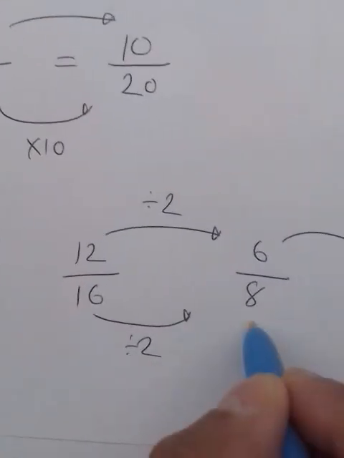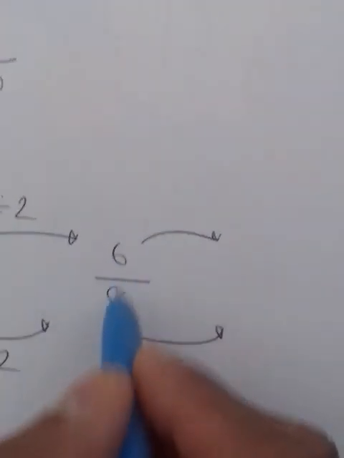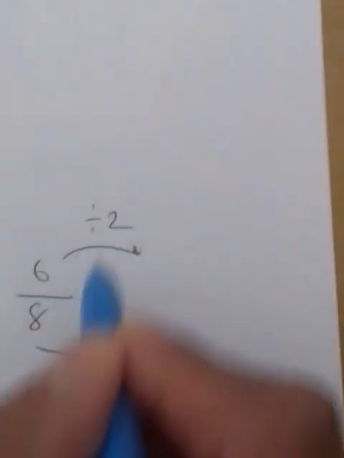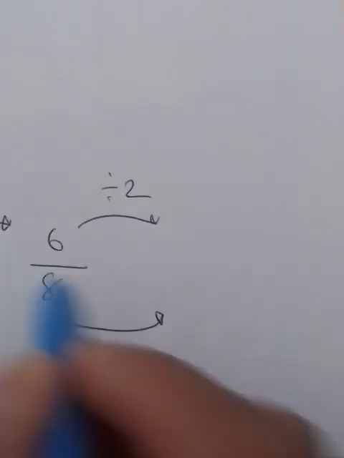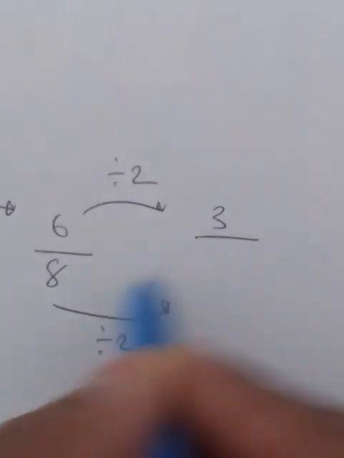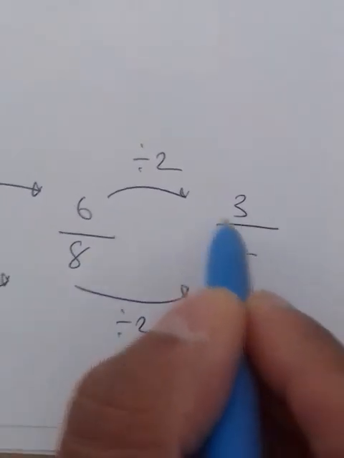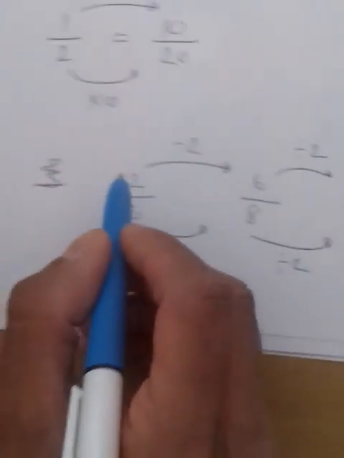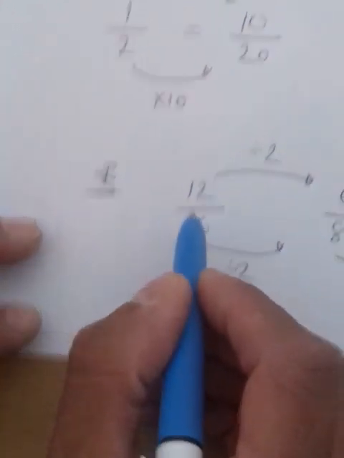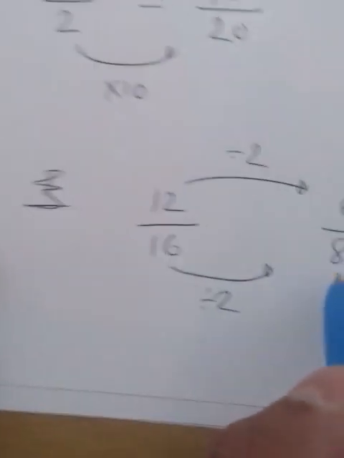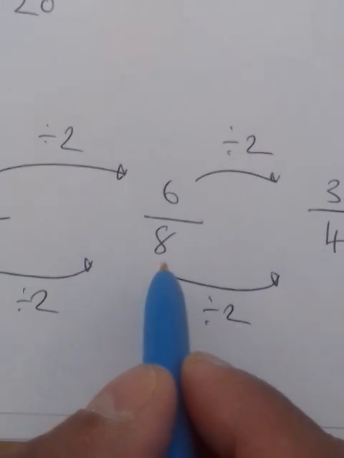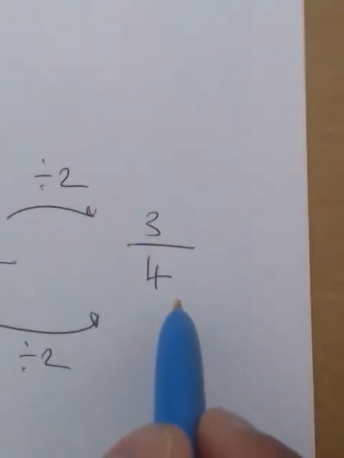Okay, I can further simplify this because they're even numbers, so I can divide them both by 2. And 6 divided by 2 is 3. 8 divided by 2 is 4. So if I look at the original fraction, 12 over 16, that is equivalent to 6 over 8, which is equivalent to 3/4.